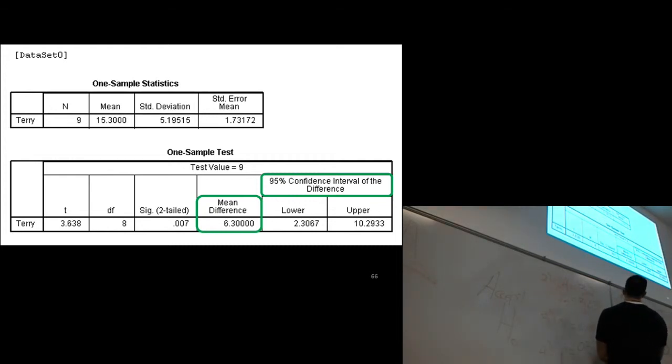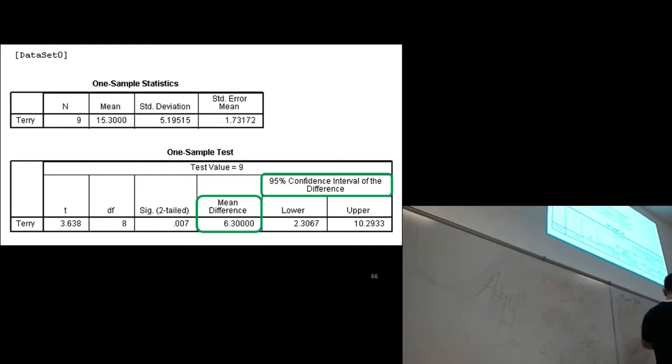Now, the interval for that goes all the way down to 11.31. I'm going to round that off to 2 decimal places. Goes all the way down to 11.31, all the way up to 19.29. So we are 95% confident that these monkeys are going to spend somewhere between 11.3 hours all the way up to 19.3 hours with the terry cloth mother.